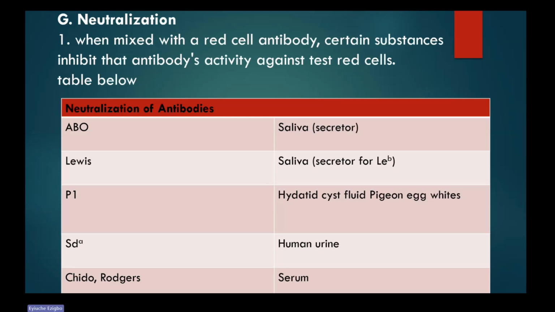Also, the Lewis system is affected by saliva, the P1 system is affected by hydatid cyst fluid, and the Chido/Rogers are affected by serum. So these substances can neutralize the interaction between blood cell antigens and their antibodies. We call this neutralization. We have to bear these things in mind as you carry on ABO blood group study. Maybe you are trying to screen for ABO blood group in saliva. You should be aware that saliva inhibits red blood cell antigen-antibody interactions, and then know the steps to take so that you'll be able to get accurate results.